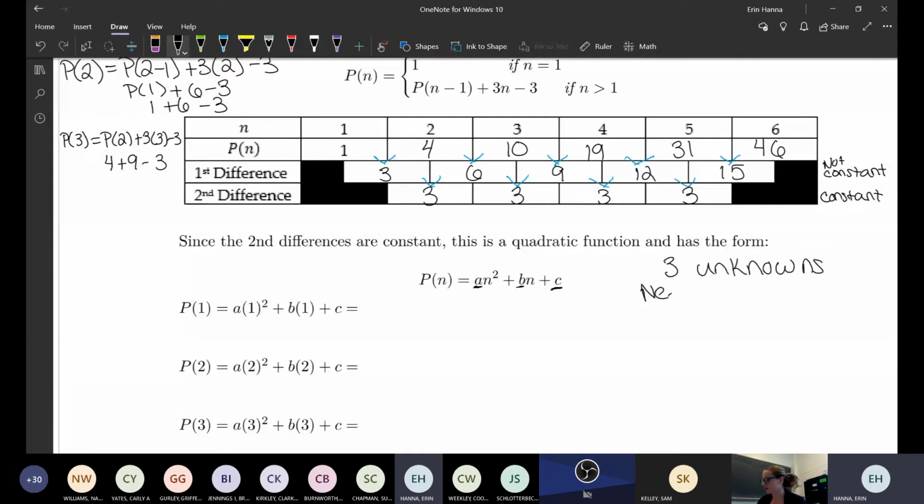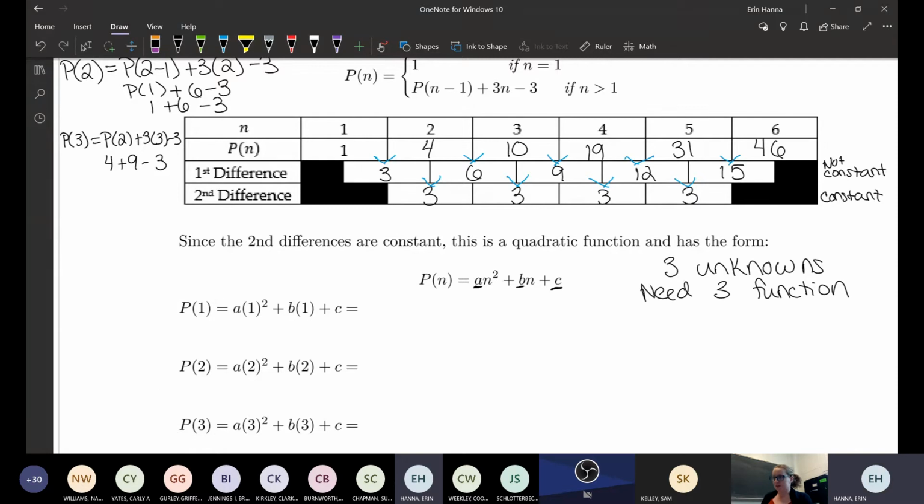So we need 3 equations. If we want to find the a, b, and c values, we need to have 3 equations to be able to solve for those 3 unknowns. So how we're going to find those 3 equations is we're going to essentially just take the first 3 terms of the sequence, and we're going to put them into this format of this function that we think it has to follow.